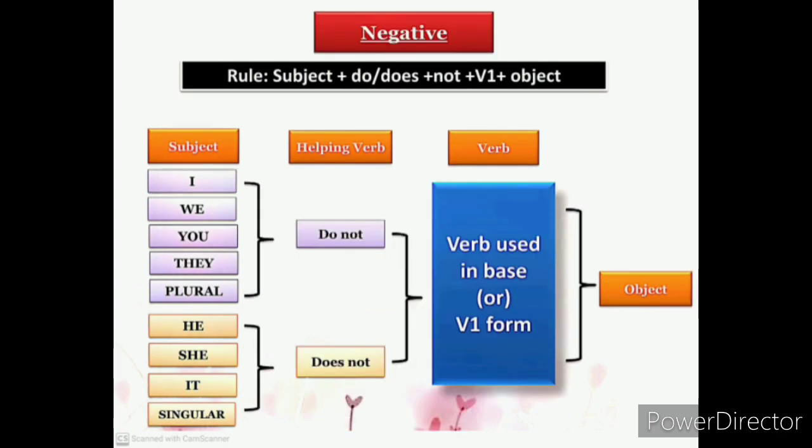Now the negative sentence. The rule of negative sentence is subject plus do or does plus not plus verb first form plus object. So with subject I, we, you, they and plural, we use do plus not and then verb first form and then object. With subject he, she, it and singular, we use does plus not, then verb first form and then object.